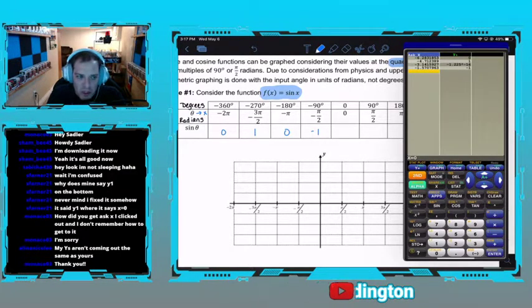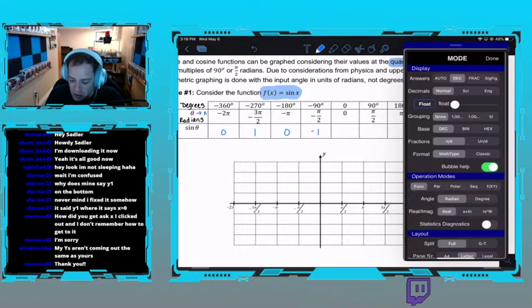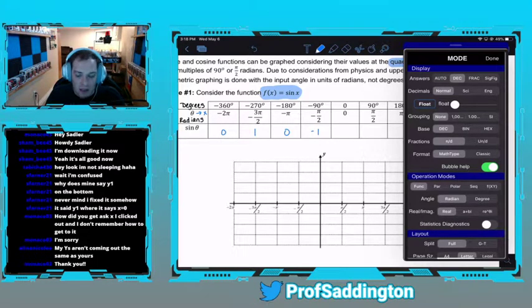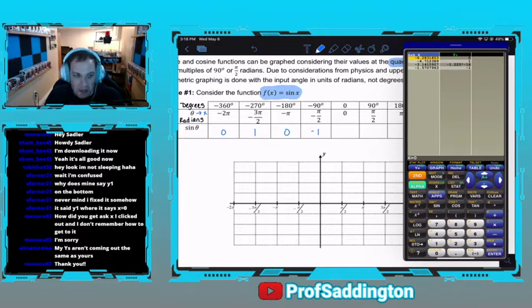Did you switch yours to radian mode, Alina? If you're in degree mode, you'll be getting different answers than me. So make sure you go into mode and then you have radian selected. Because if you don't have that radian, you'll definitely have different answers than me.